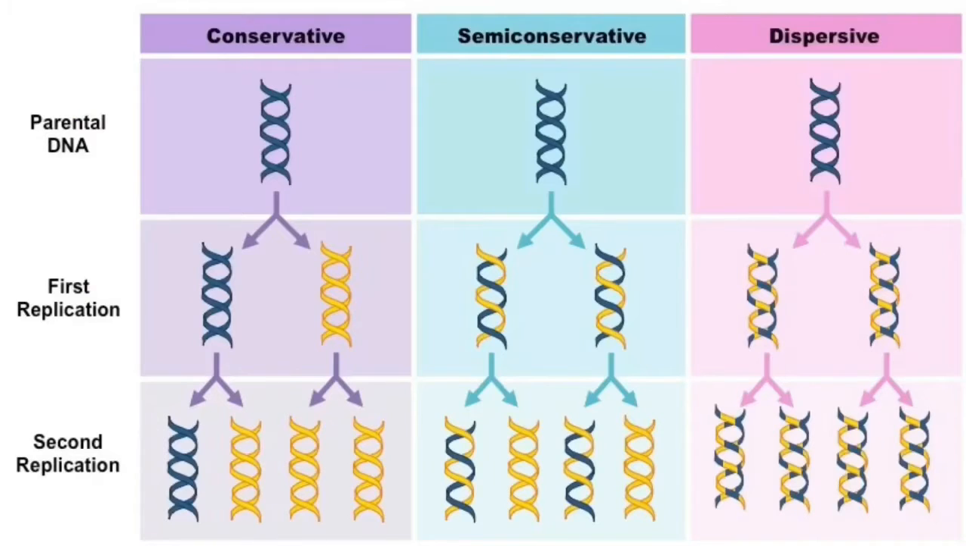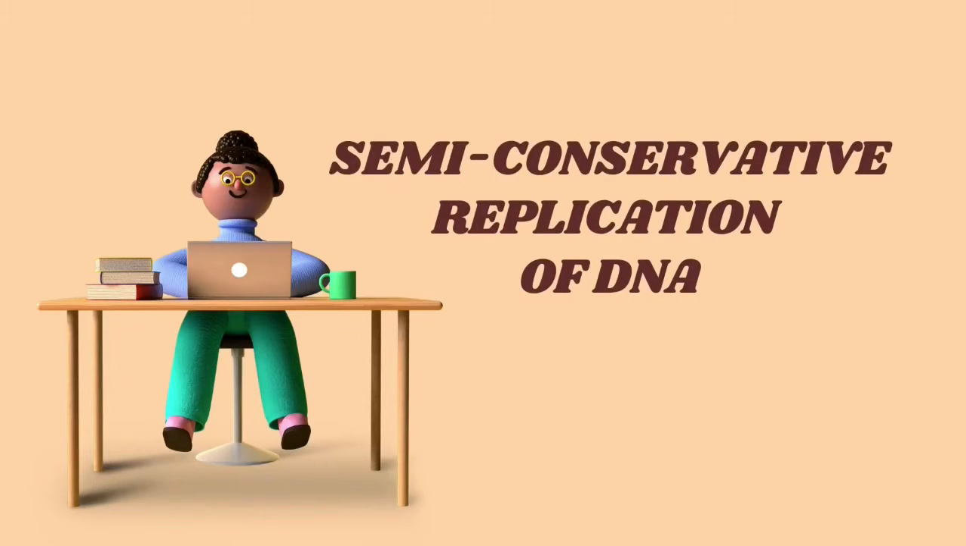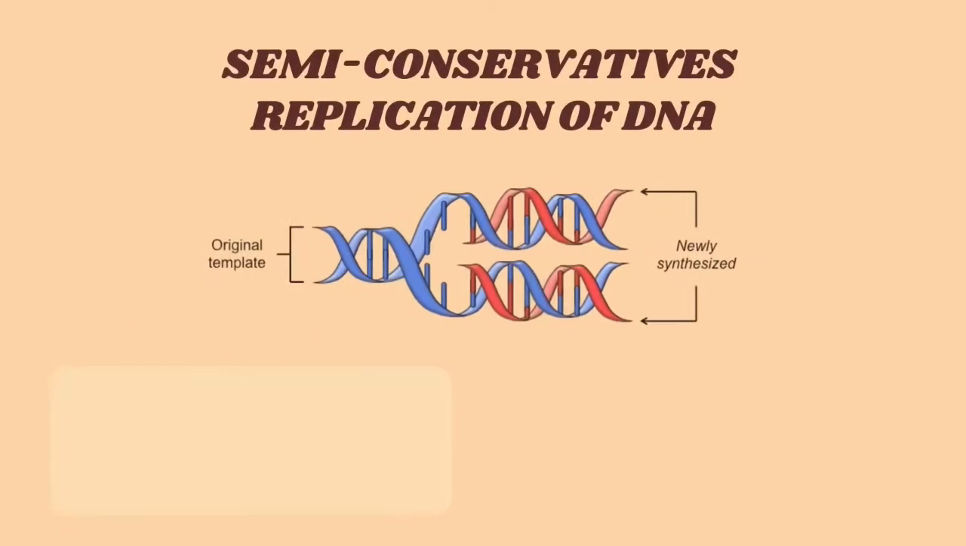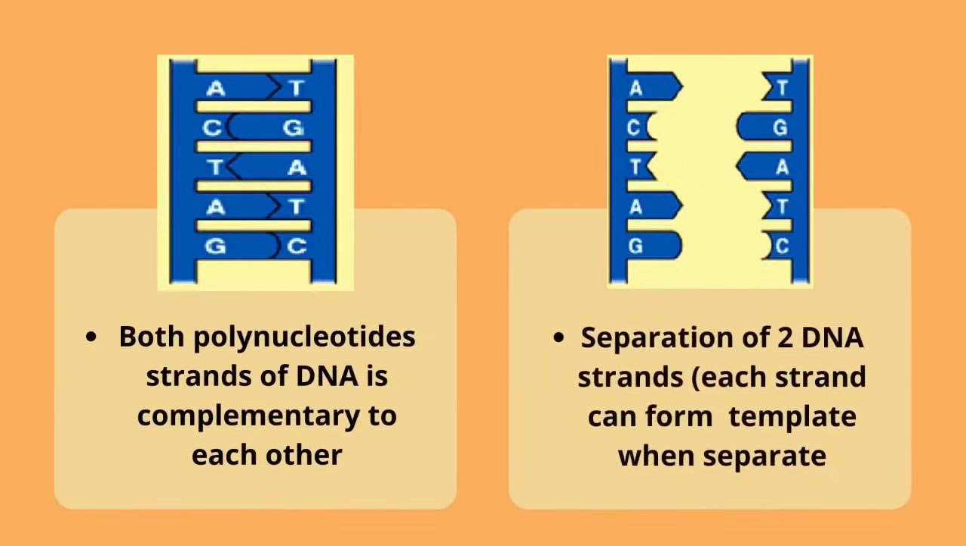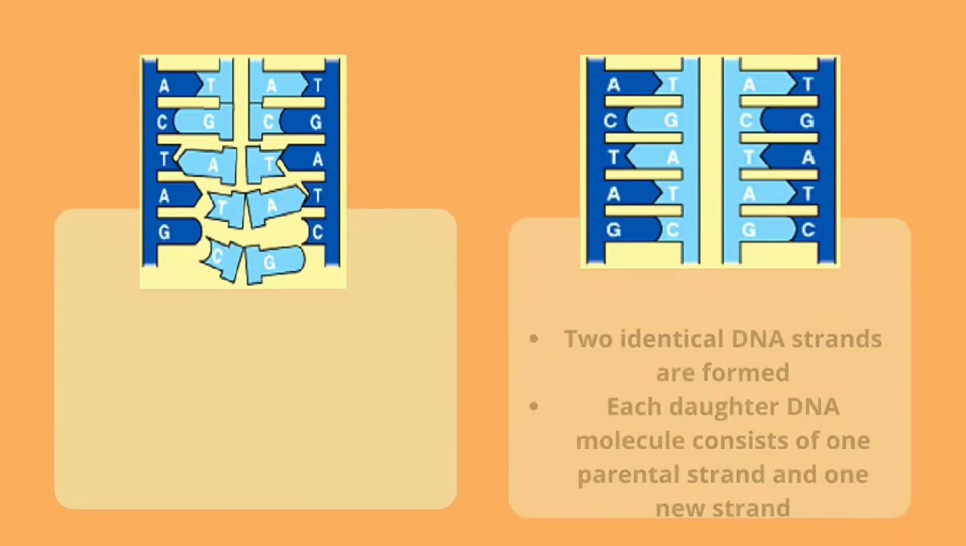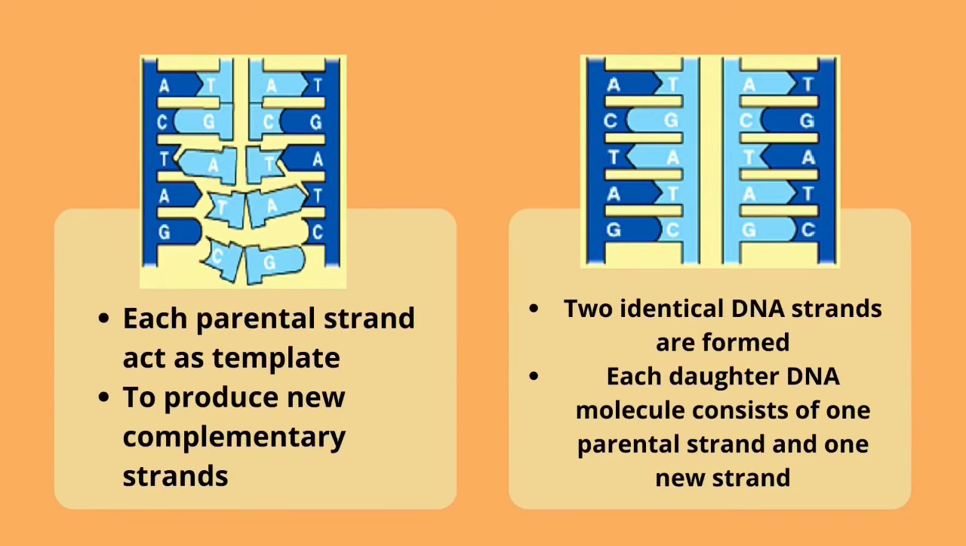There are three alternative models of DNA replication, which are conservative, semi-conservative, and dispersive. In semi-conservative replication of DNA, the two strands of the parental molecule separate to produce a new complementary strand. After the separation of the two DNA strands, the old parental strand will act as a template. They will produce new complementary strands and two identical DNA strands are formed.